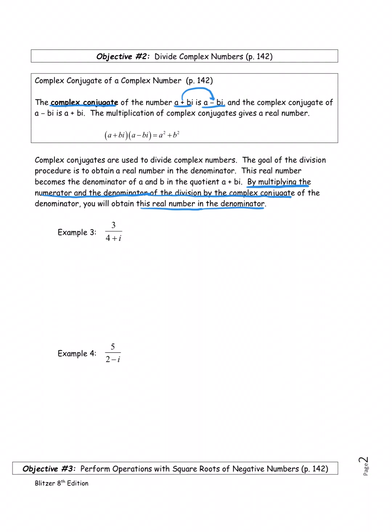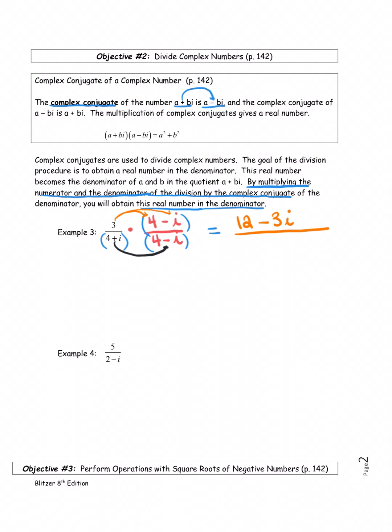So here we have 3 divided by 4 plus i. The conjugate of 4 plus i is 4 minus i. So all I've done is change the sign in the middle to the opposite. And if you do that to the denominator, you must also do the same thing on the numerator. I'm going to put parentheses around this so I can FOIL or distribute. So we have 3 times 4 is 12, and 3 times -i is -3i, so that's our numerator.